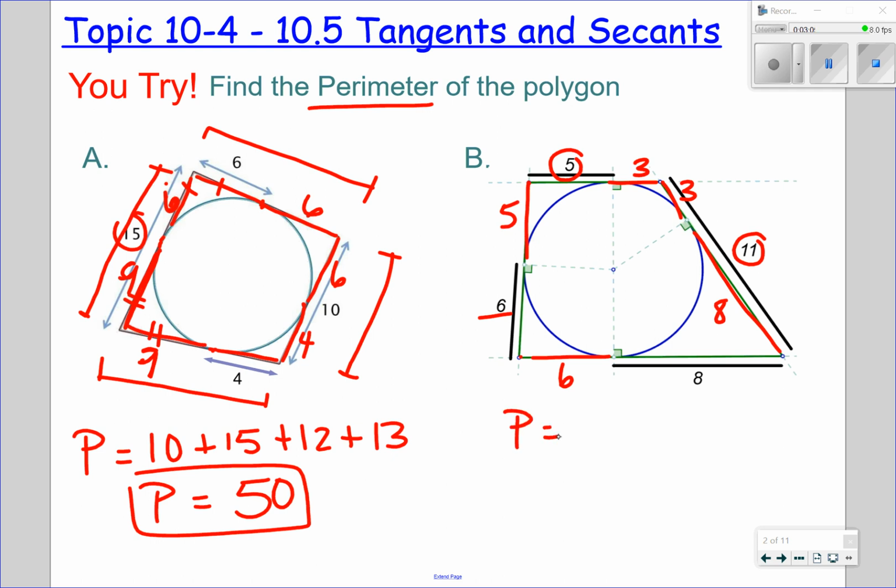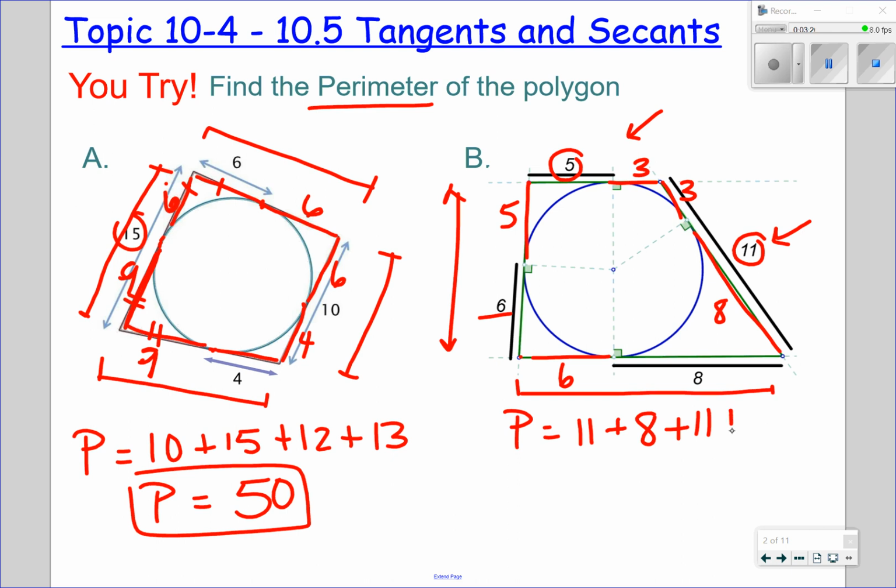So for our total perimeter for this one, we knew this side was 11. This side would be 5 plus 3, which is 8. This side here would be 5 plus 6, which is 11. And then this side here would be 6 plus 8, which is 14. So then our total perimeter here would be 44. So that was just a quick review of how we could use those tangent segments.